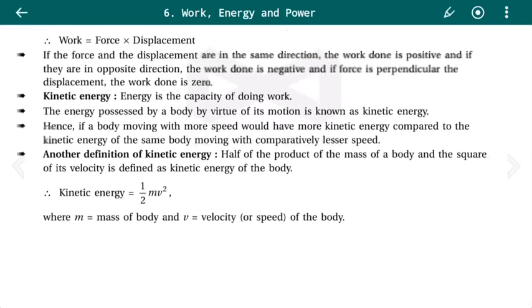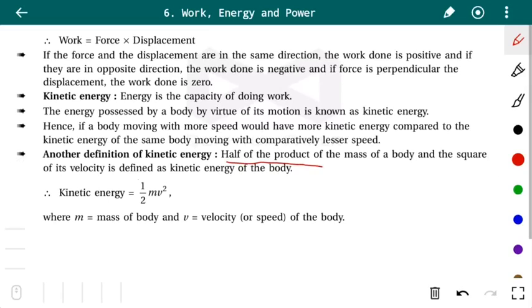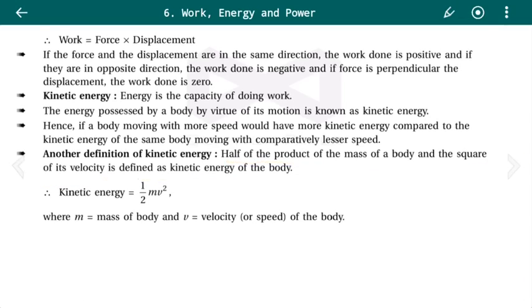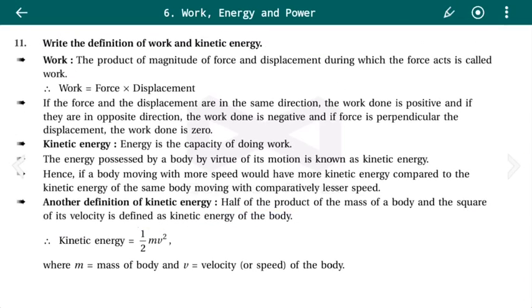So we can see here the second definition: half of the product of the mass of a body and the square of its velocity is defined as the kinetic energy of the body. That is K equals half mv square, where m is the mass of the body and v is the velocity or speed of the body. So first you note down this definition, then we will proceed with the topic.